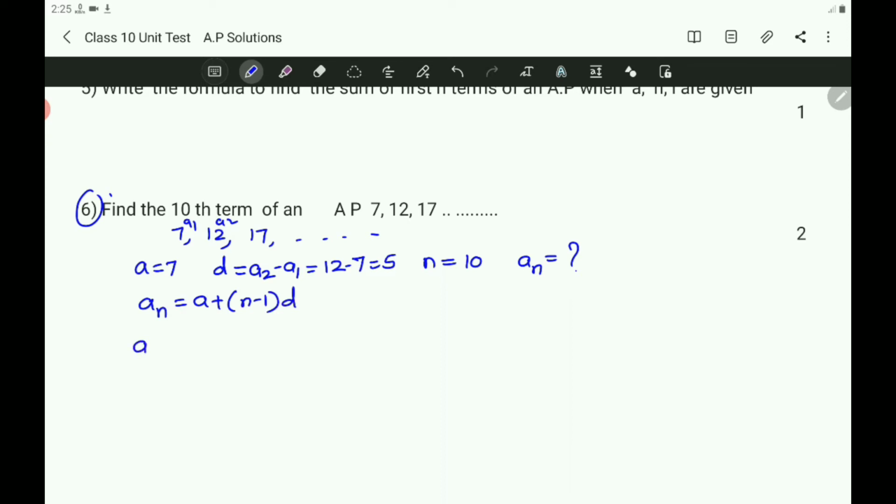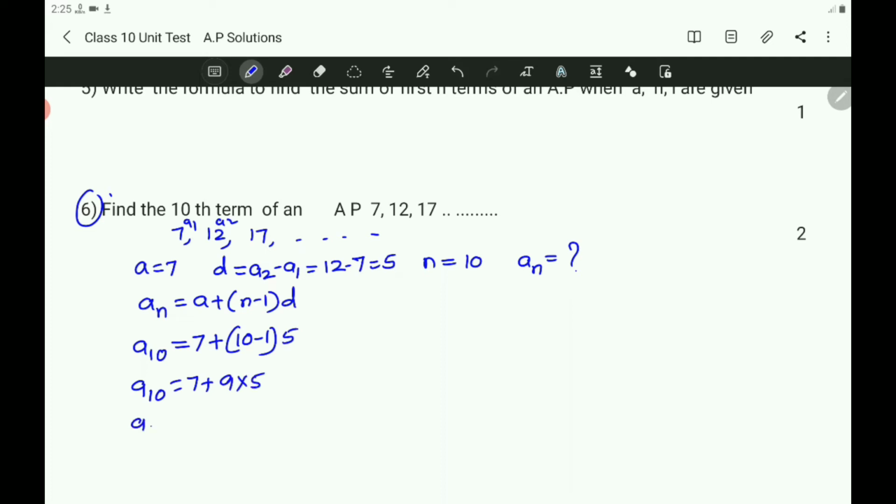Then here in the place of N, you have to write 10. You write A10. In the place of A, write 7, and plus, in the bracket N minus 1 is there. So you write 10 minus 1, in the place of N, 10. D is 5. Then you write A10 equals 7 plus 10 minus 1, which is 9, into 5.